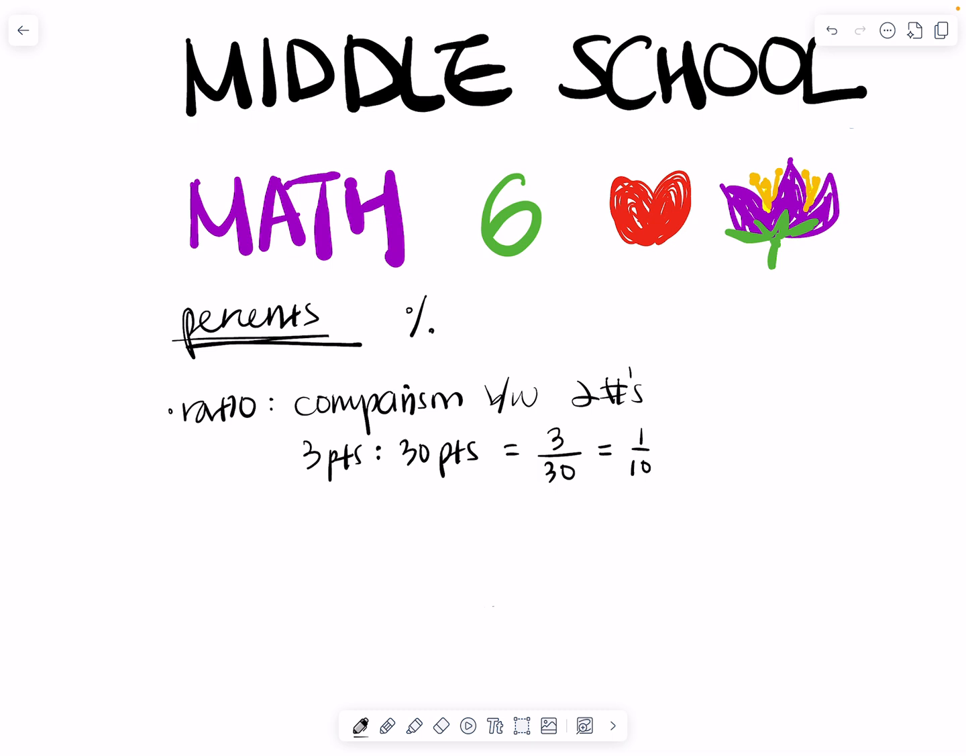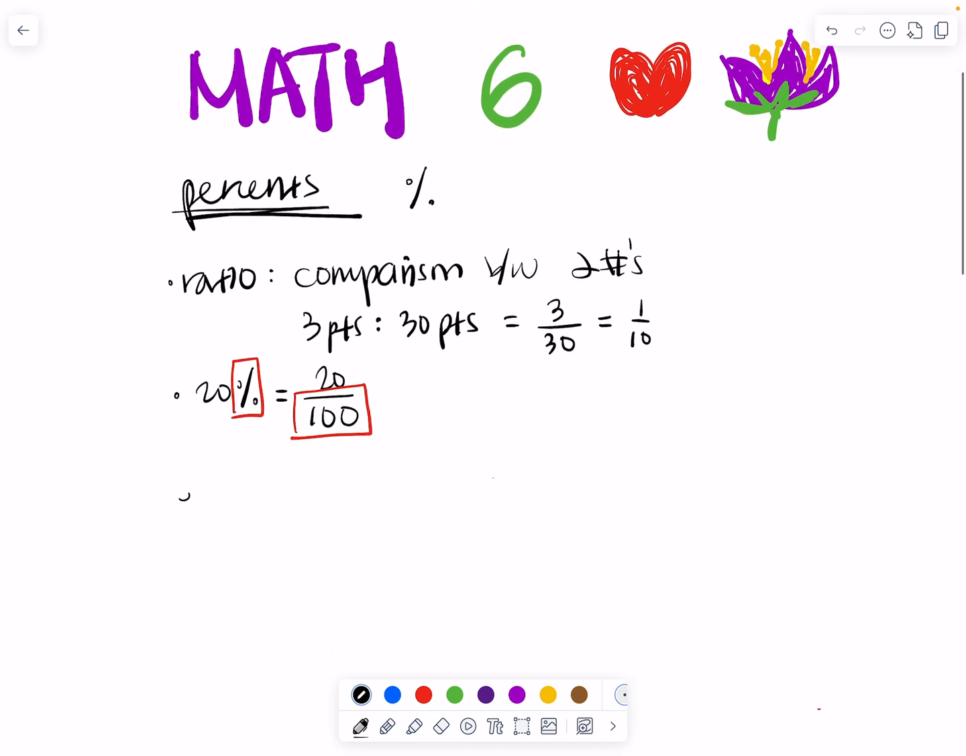So percent, in the same token, is, let me bring up a percent, 20%, let's say. 20% is 20 out of 100. Whenever you have a percent, it means that number out of 100. That's what it means. So knowing that, we can go straight to a problem.